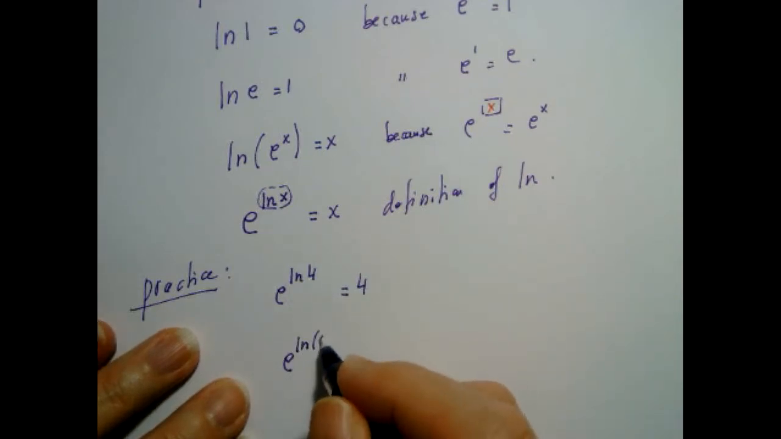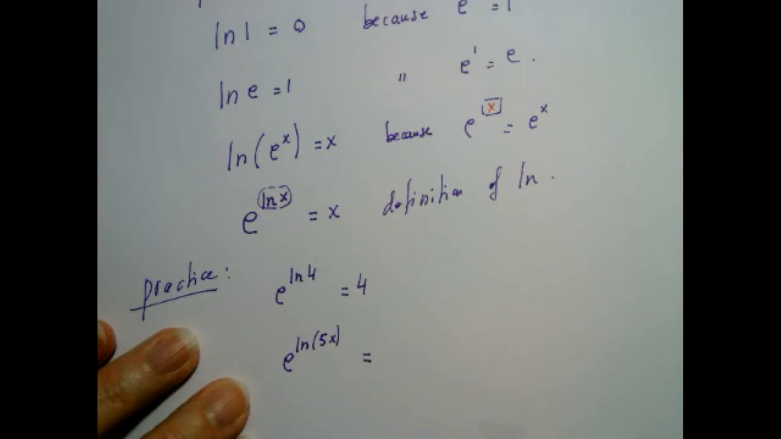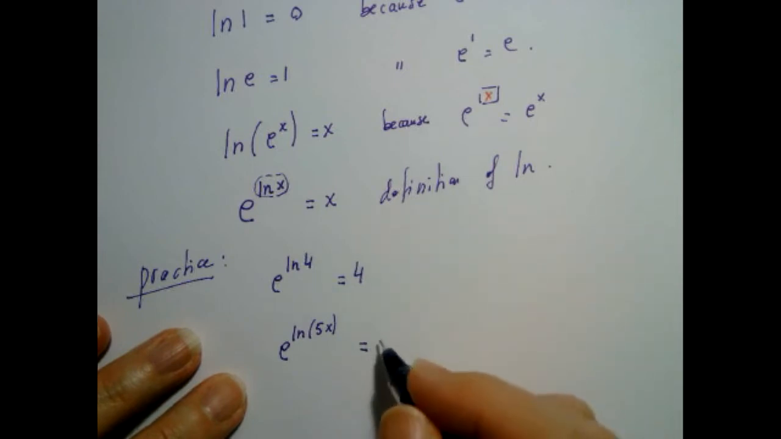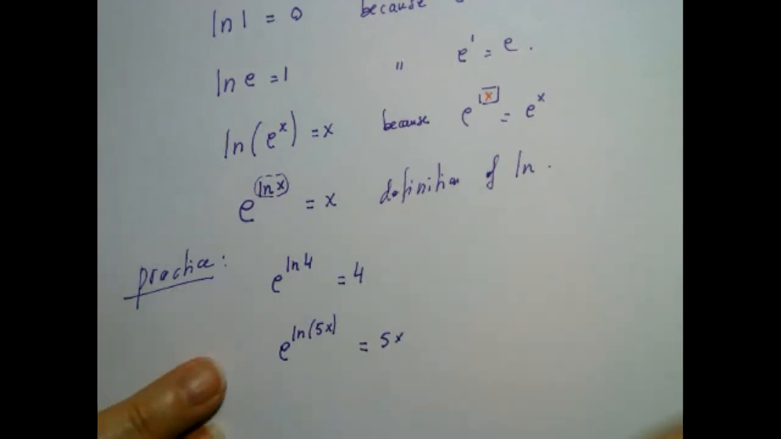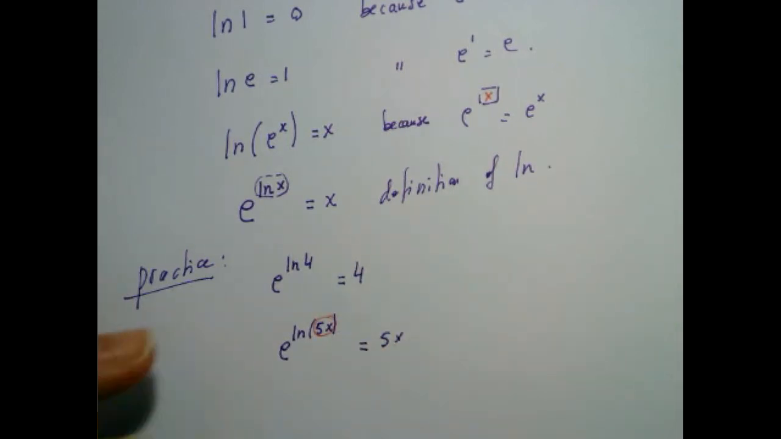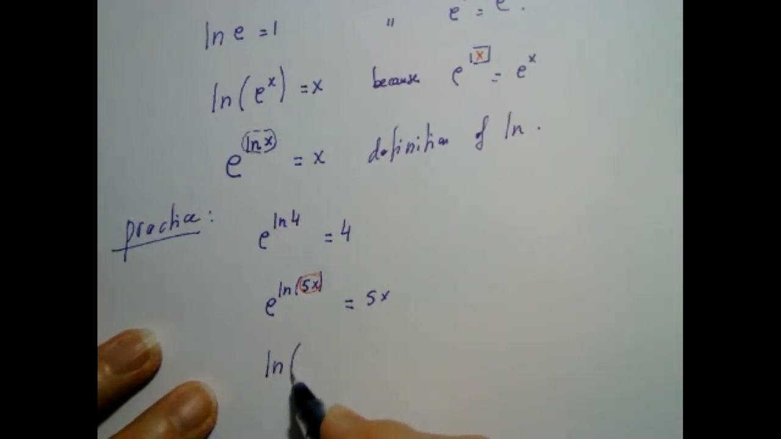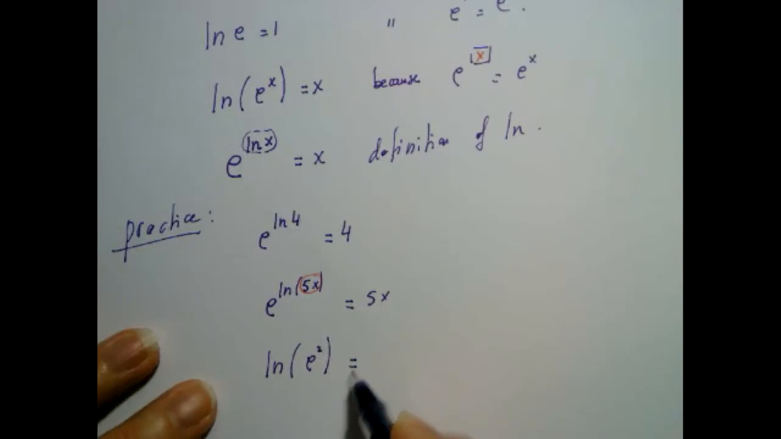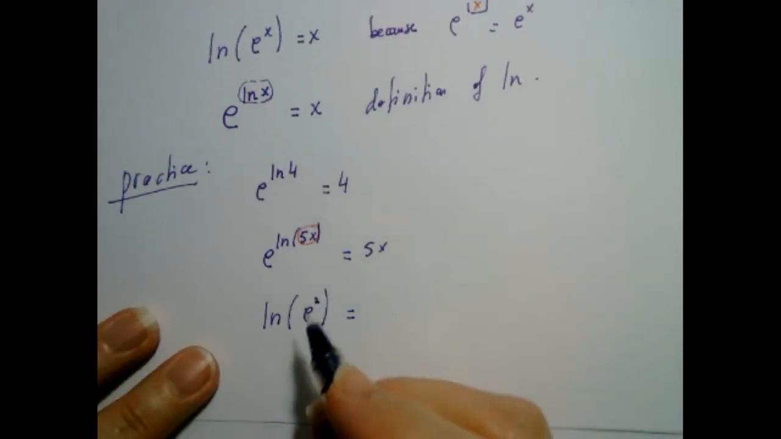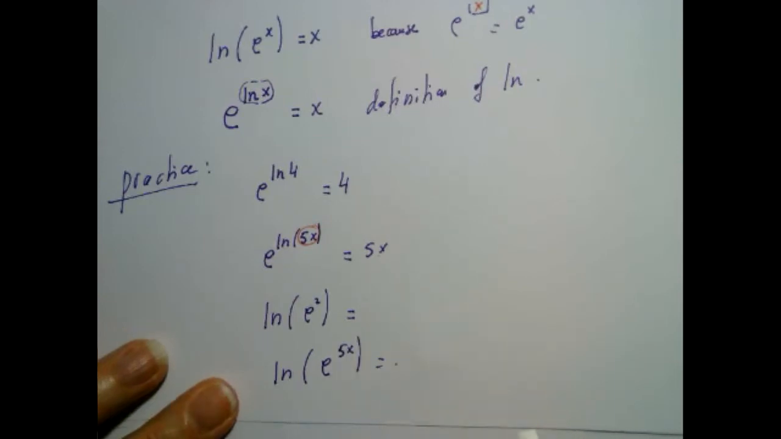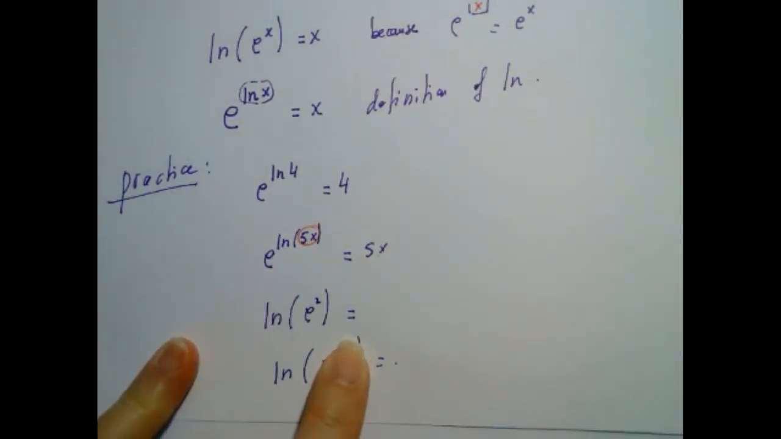e to the ln of 5x. I don't want ln in the answer. e to the ln of anything will give me this anything back. All right. What's ln of e square? Again, I don't want ln in the picture. And then finally, what's ln of e to the 5x? Okay, what's ln of e square? Without a calculator, if possible.